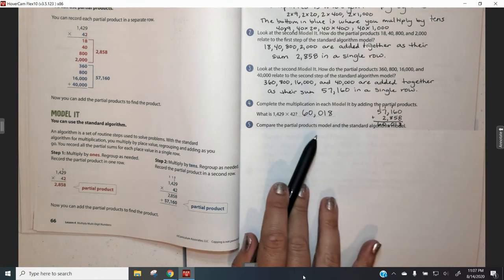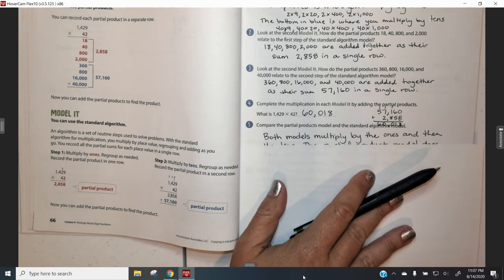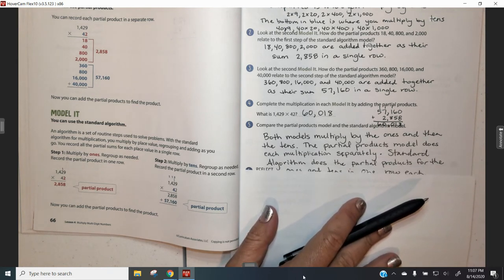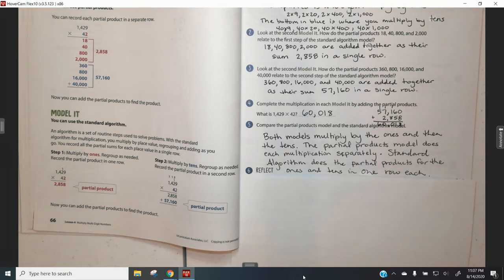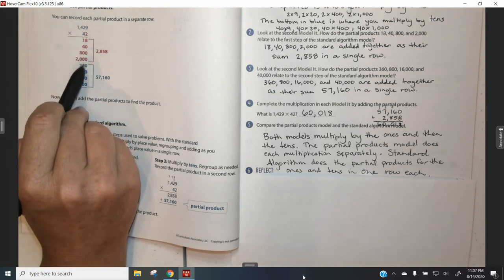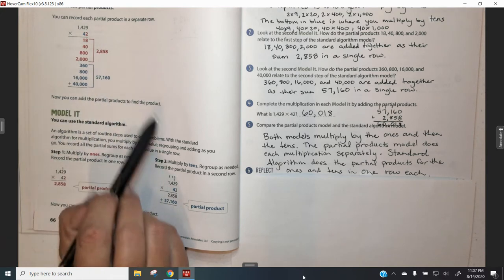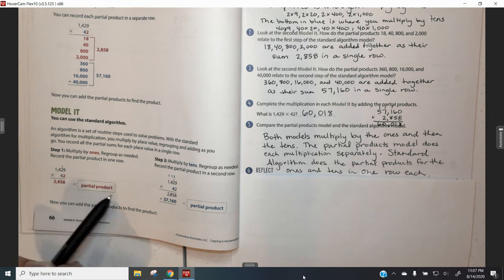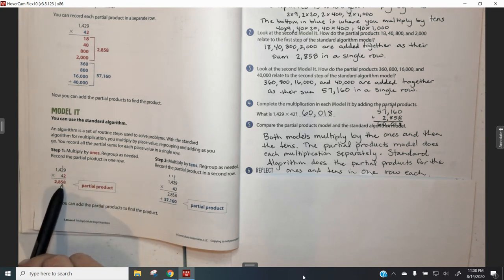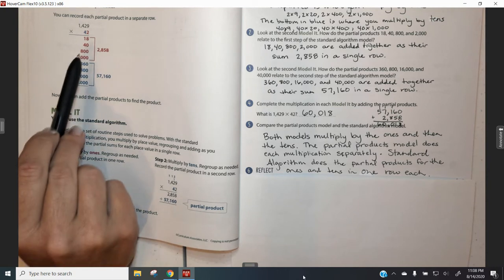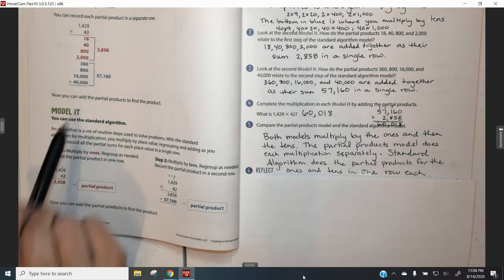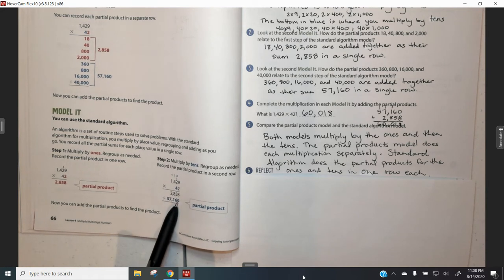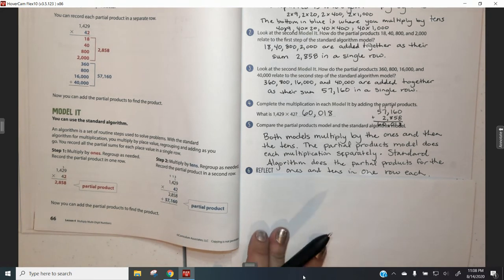Now, if we were to compare the partial product model and the standard algorithm model, we could see that both models multiply by 1s and then by 10s. The partial products model does each multiplication separately. So you see it's broken up here into separate rows. The standard algorithm does the partial products for the 1s and the 10s in one row each. So instead of having, up here we have 8 different rows that we add together. Here we do all the work in 2 rows and then add the 2 rows together.